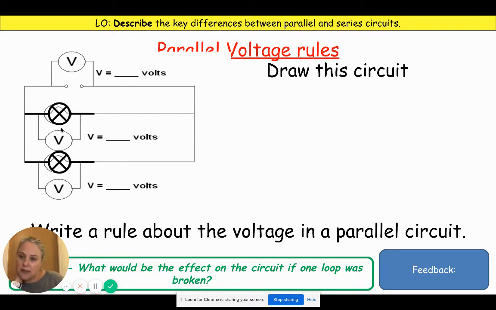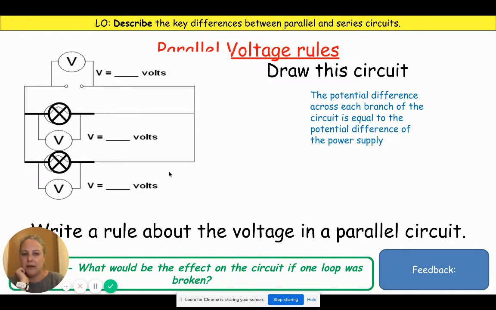But the voltage, how much energy those electrons have got, it would give its full 6 volts just to one bulb before it went and picked up another. So again, can you write a little rule about the voltage in a parallel circuit? Pause the video, have a little go at that task.